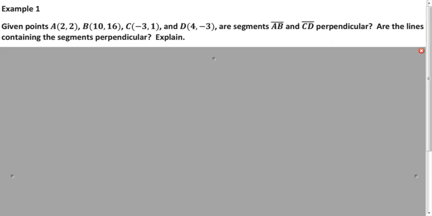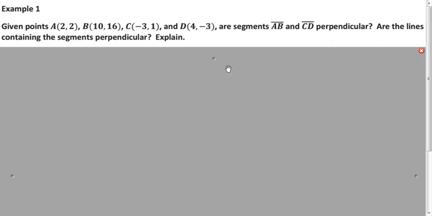So we want to do the same thing, but now we have segments that don't have endpoints at the origin. How can we figure out if these segments are perpendicular and if the lines that contain them are perpendicular? Well, the answer is either going to be yes, yes, or no, no, because by definition, when the segments are perpendicular, the lines that contain them are perpendicular.